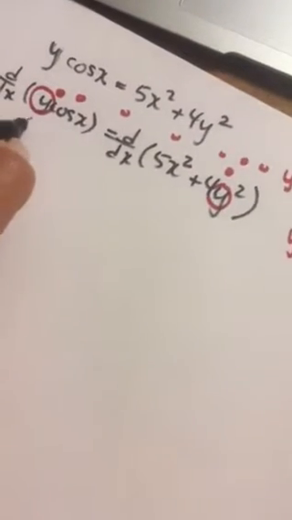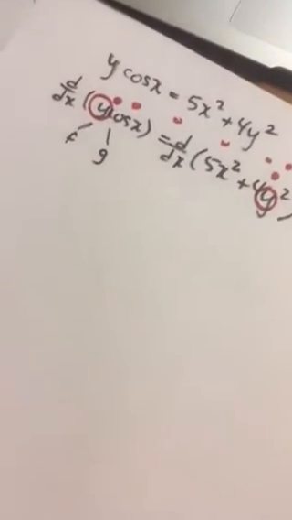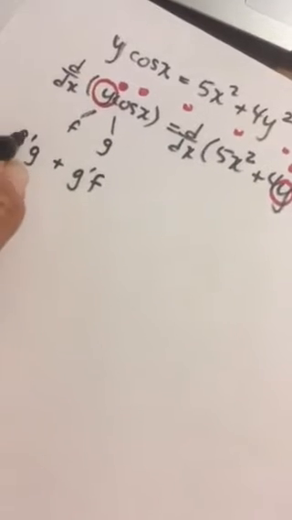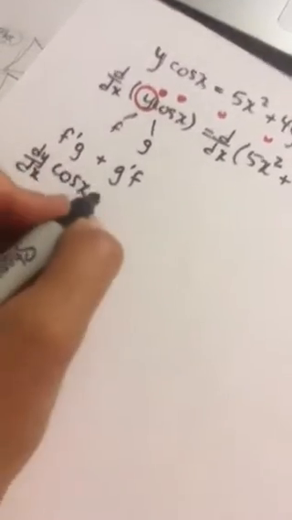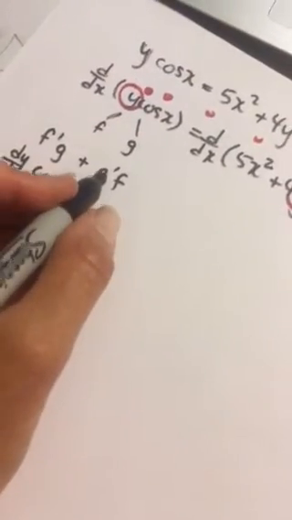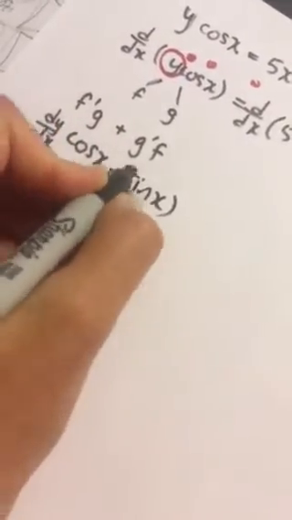So let's see, here we have a product. We have y, which is a function of x, times cosine of x. So we need the product rule. So we want f prime g plus g prime f. Now in this case, f prime, since f is y, is just dy dx, and g was cosine of x. Now the derivative of g, the derivative of cosine of x, is minus sine of x times f, which in this case was just y.